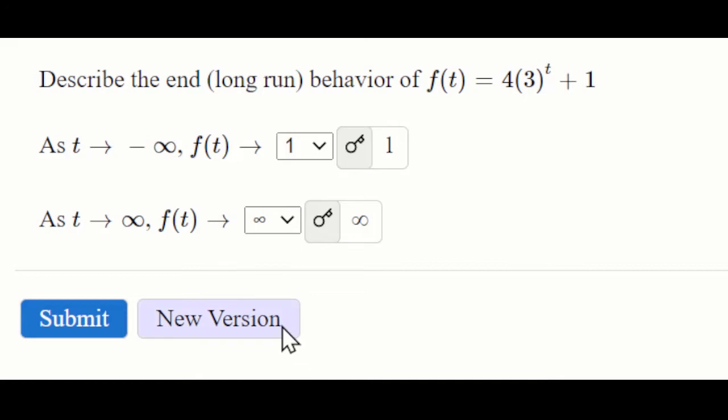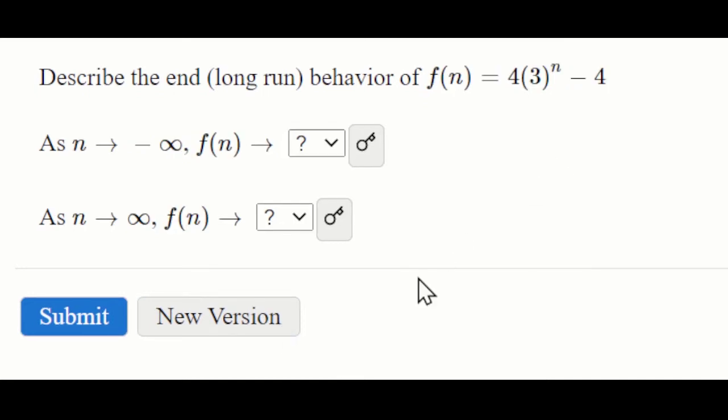So now I'm going to run another problem. Now we have a function 4 times 3 to the n minus 4. Let's find, with the software I'm running, the variable here is the n variable, and this is the function right here. So f of n equals 4 times 3 to the n minus 4.